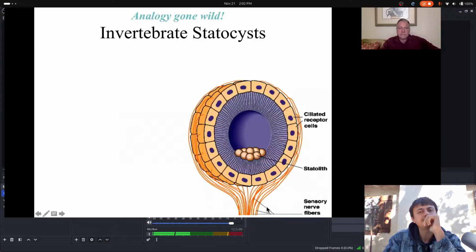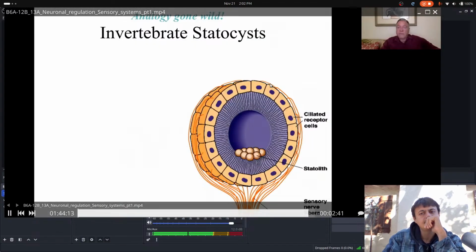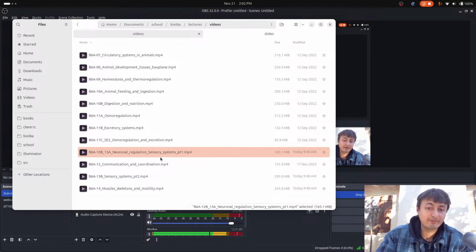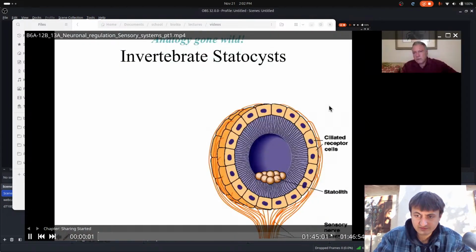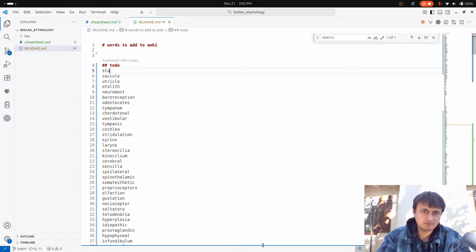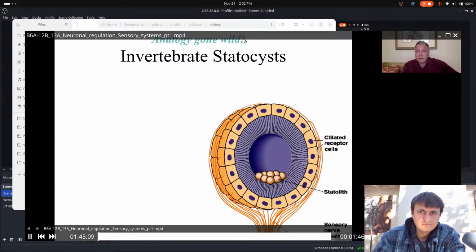And again, we see the same thing that our utricle and saccule system are doing. And anatomically similar, even though derived completely independently.